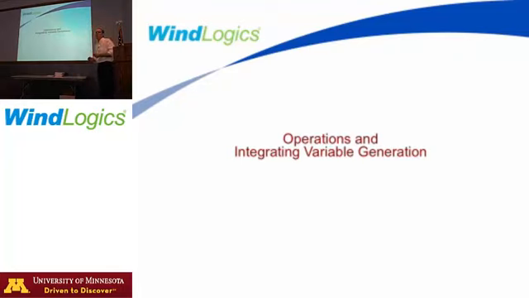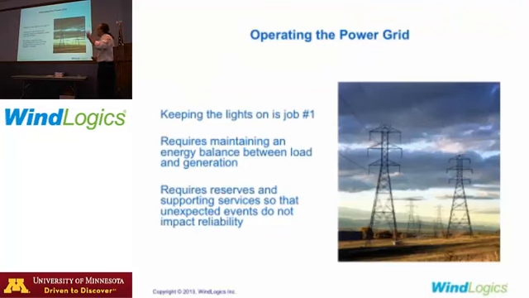Well, I can go pretty quickly over some of this. But the job number one is keep the lights on, but we've also got to maintain this balance between generation and load, and that means we've got to have not just energy, we need other reserves and supporting services to deal with reliability on this, right?